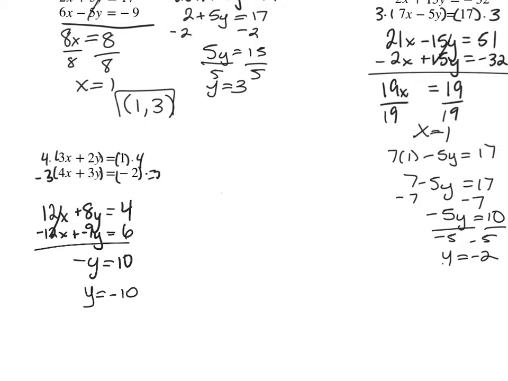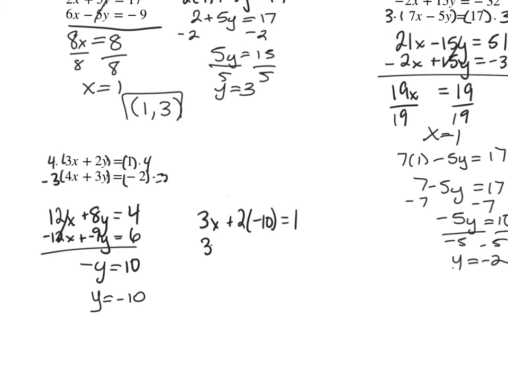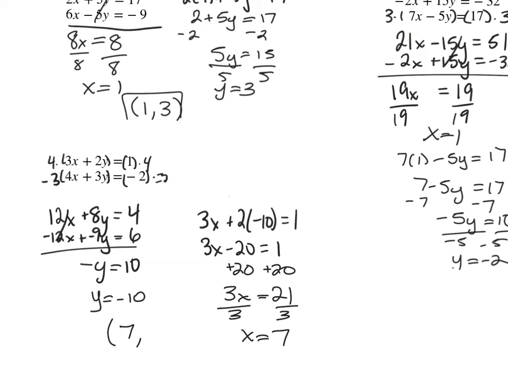Which one of the original equations do you guys want to use? Top one, right? There's no negative, so makes things maybe a little easier. So 3x plus 2 times y equals 1. All right? So you have 3x plus negative 20, so I say 3x minus 20 equals 1. So next step is to add 20. 3x equals 21. So x equals 7. Right? Remember, x comes first, so 7, negative 10 is my solution.